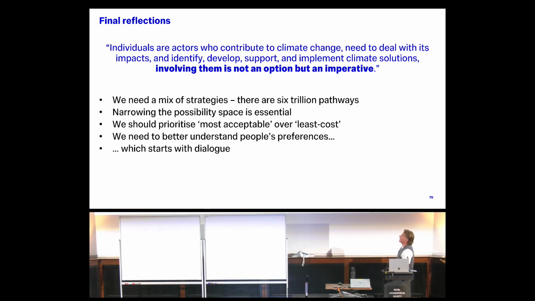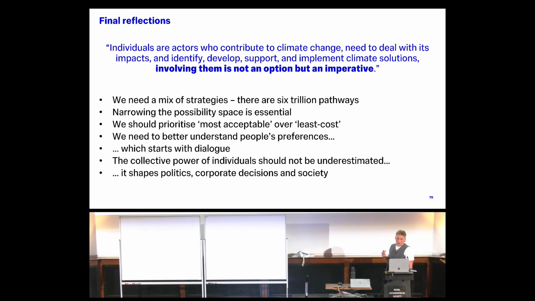Where does this start? Well, we need to better understand people's preferences. I feel like I've got a slightly better idea of your preferences after this session, but ultimately, all of this starts with dialogue, informed by frameworks like the Wedges, being able to trade off options on similar terms inside of a common language.